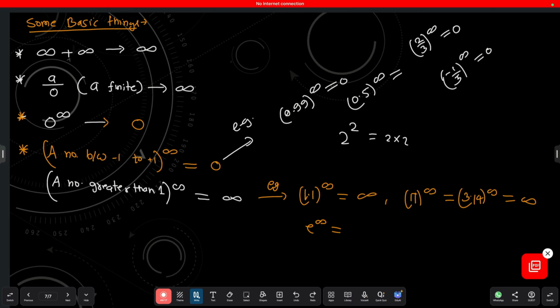What is the value of e? e means approximately 2.718. e is also irrational. Its value, approximately 2.718, power infinity, because this number is greater than 1, is infinity.